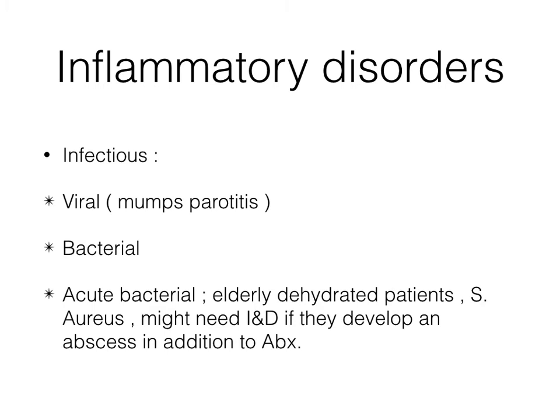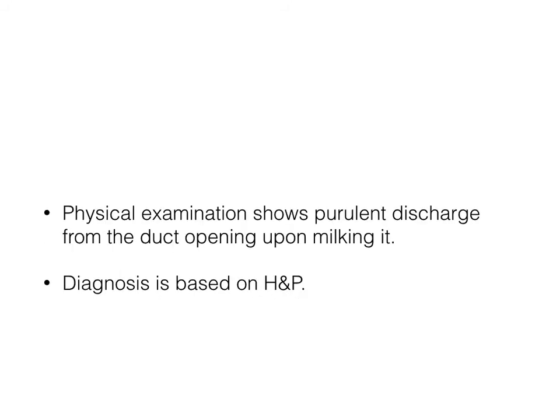Bacterial parotitis is especially important in elderly and dehydrated patients. Staph aureus is the culprit microorganism, and sometimes they can even develop an abscess. If they develop an abscess, we need to do an incision and drainage in addition to the antibiotics treatment. Antibiotic treatment should cover Staph aureus. They're mostly MSSA, meaning methicillin sensitive Staph aureus, but occasionally they can be MRSA, but mostly that's MSSA.